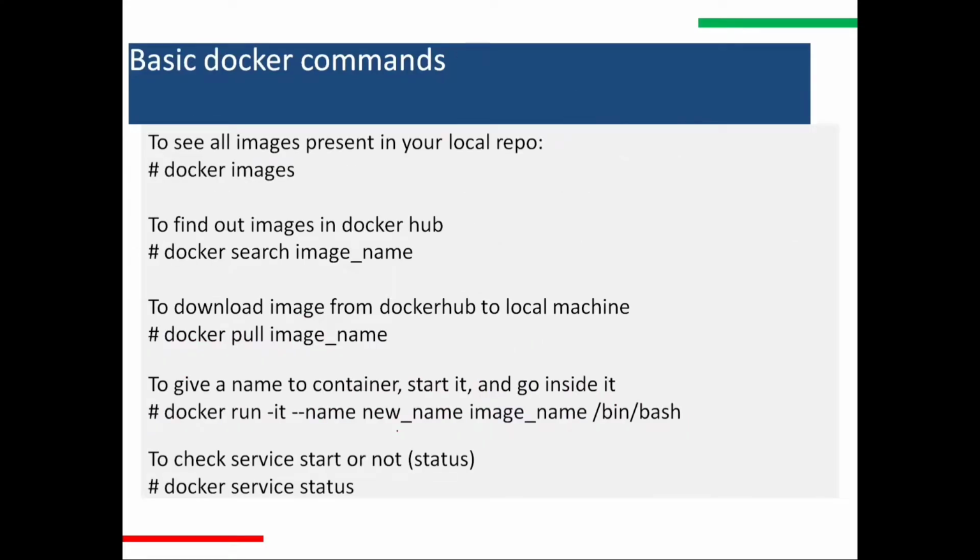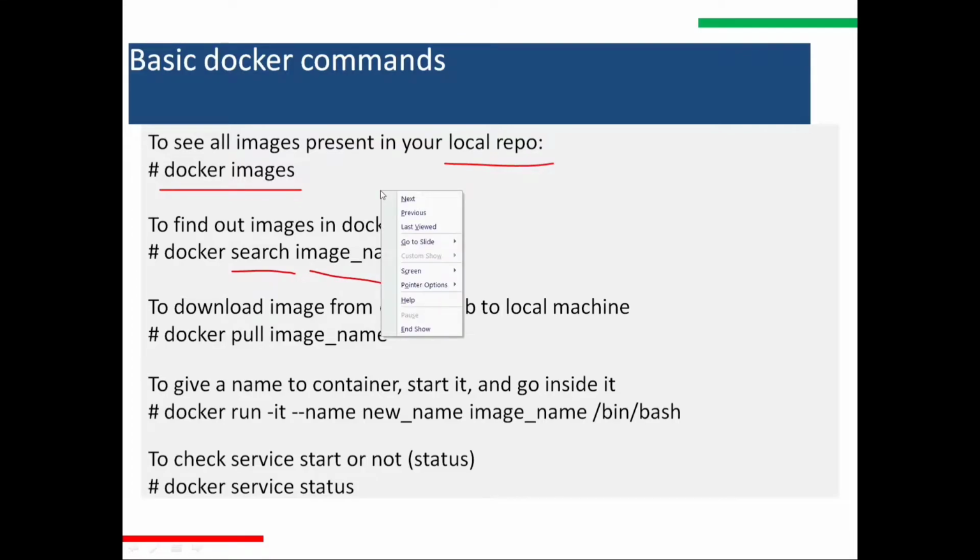Next we will discuss some of the basic Docker commands. Any of these commands might be asked in the interview. Suppose you want to see all the images present in your local repository, then the command is docker images. To find images from Docker Hub, if I want to search for an image from Docker Hub, you need not go to Docker Hub. In your terminal only, you can search by using docker search followed by the image name. So let me show these 2 options.